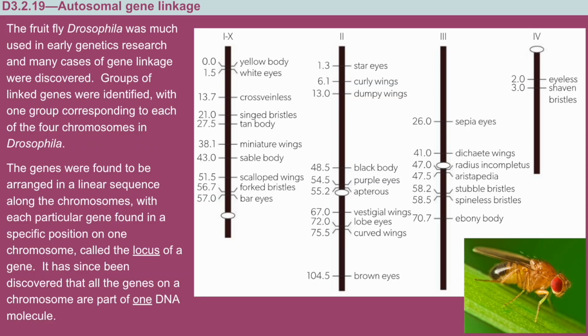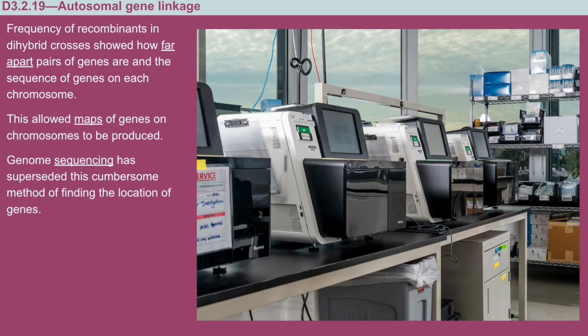Here you can see an example of the Drosophila, the fruit fly genome, and you can see that there are different loci on the different chromosomes that code for the different traits that the fruit flies have. Here on the X chromosome are the white eyes, like that problem we looked at earlier where eyes were red or white. So to map the genome, we can look at how frequently recombinants occur in dihybrid crosses, and that shows how far apart pairs of genes are. We can create maps of those genes.